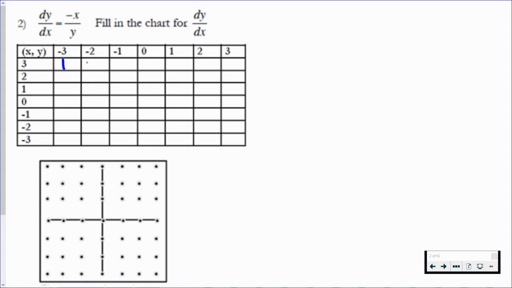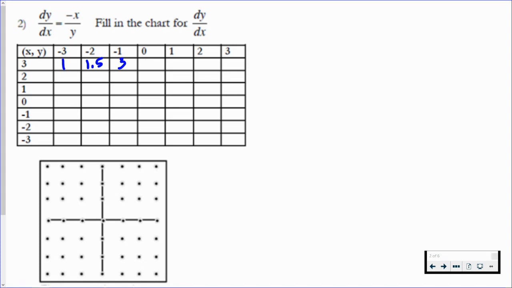I'm going to do decimals because I just think it's easier for you to judge when something should be steeper if you have decimals rather than fractions. So this would be 3/2 or 1.5. Next would be 3. And then when y is 0, notice y is on the bottom. So when y is 0, these are all going to be undefined.